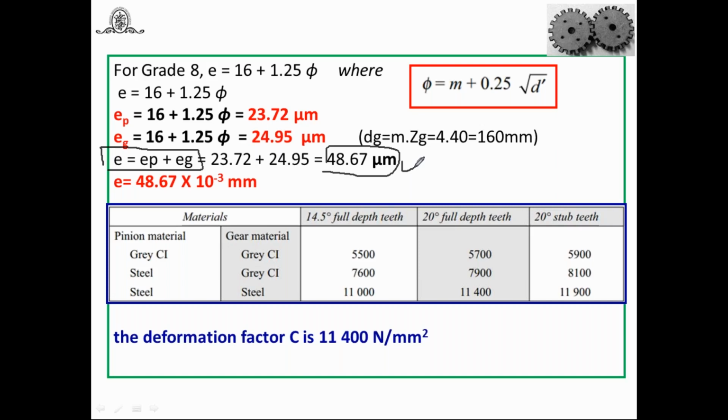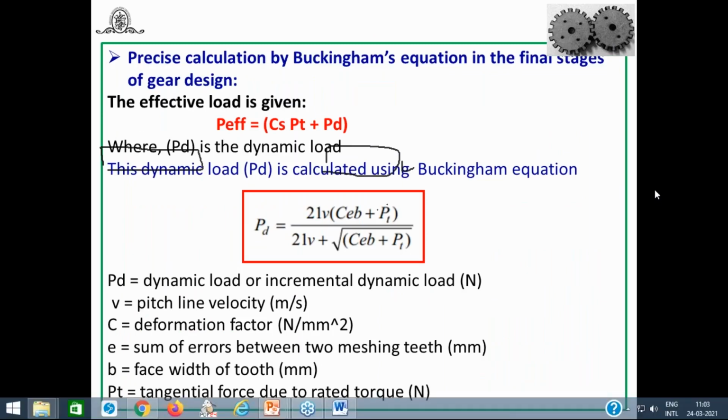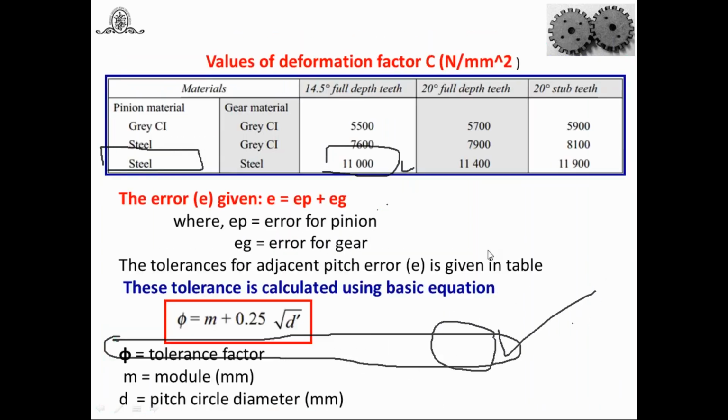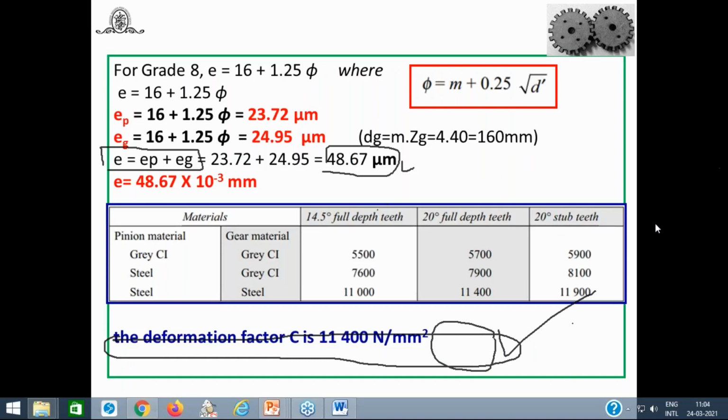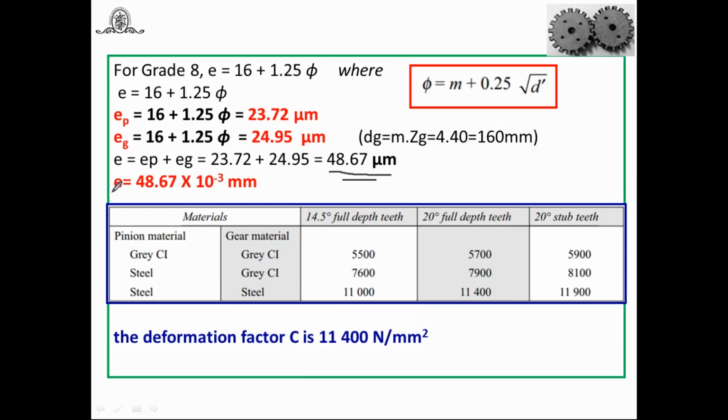But in the dynamic load equation, don't put the value in micron. In the dynamic equation, as mentioned earlier, once again I will repeat. Look at this here. This value of error, in which unit is it? It is in mm. And your calculated values for the total error, EP plus EG, are in micron. So what you have to do? Convert this micron into mm. Try to understand how to convert. Multiply by 10 raised to minus 3, you will get the error in mm. This value you have to use in the equation of PD, the Buckingham equation.